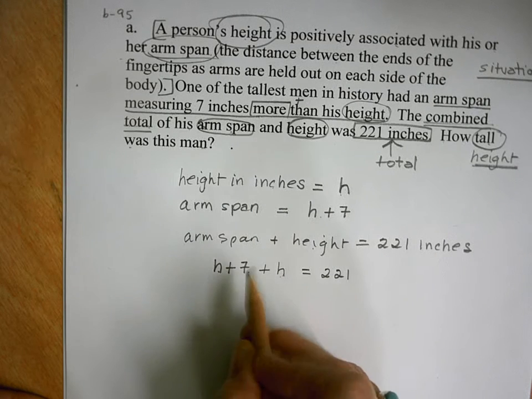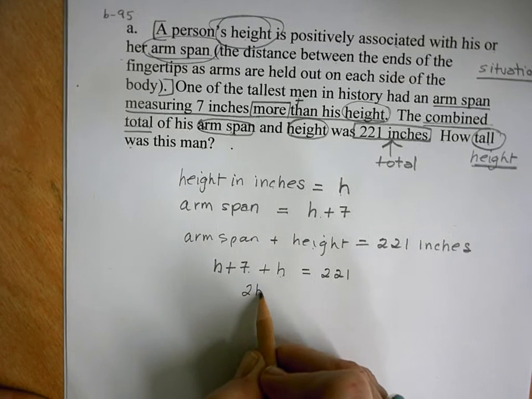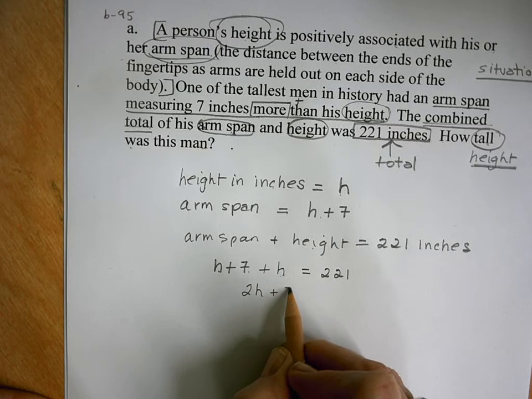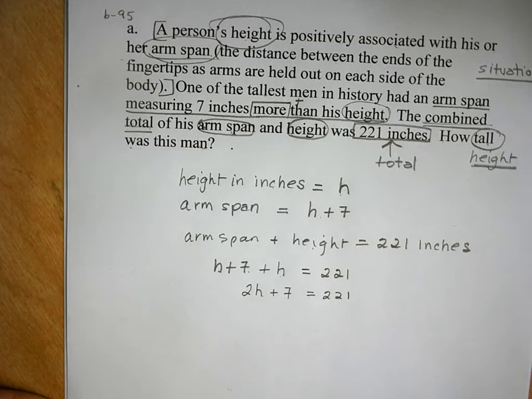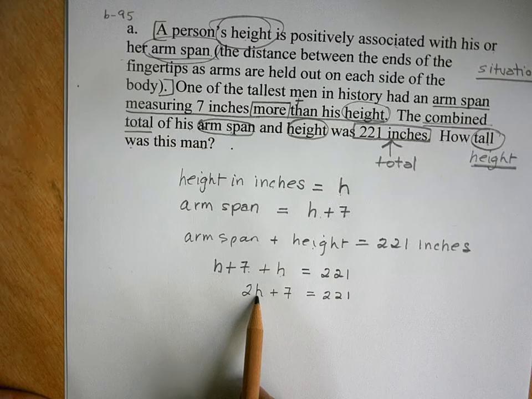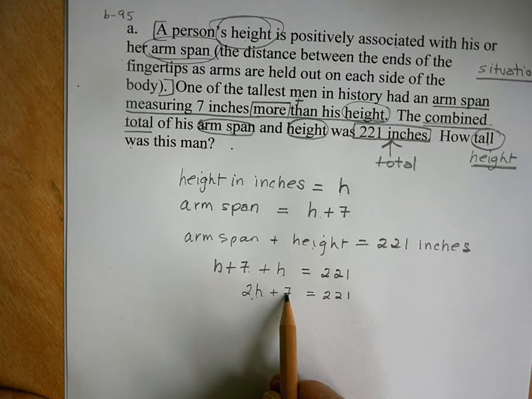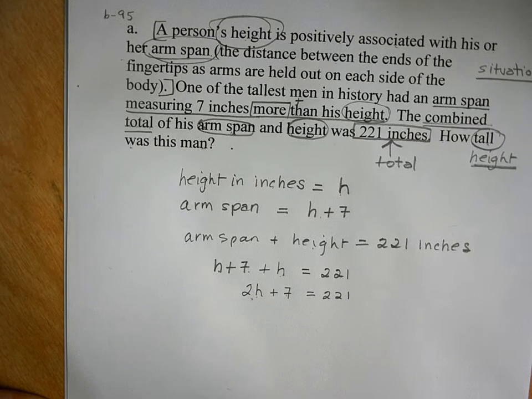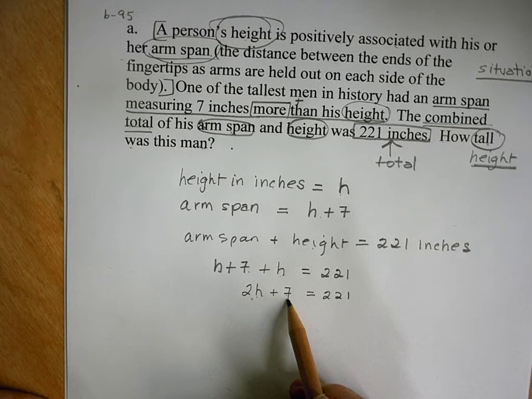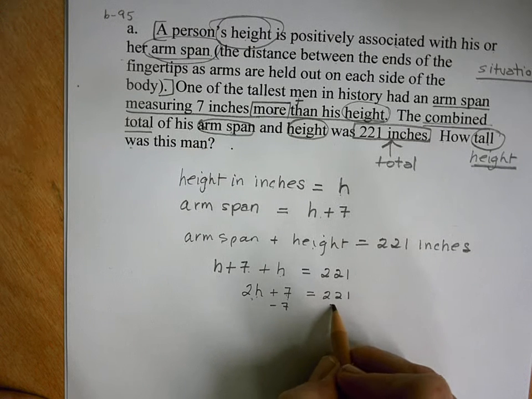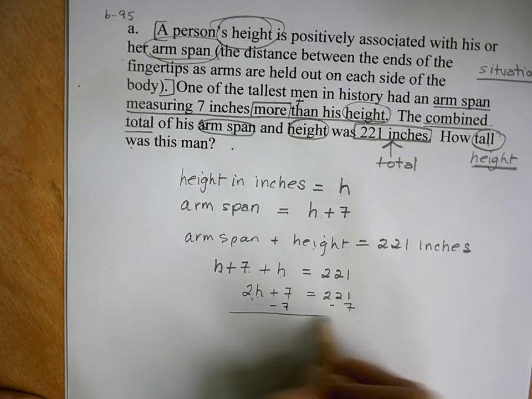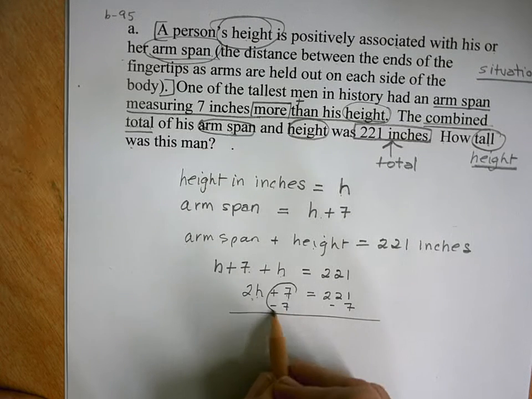So I have 2 h's. I collect my like terms, plus 7. And this is equal to 221. I want to isolate my variable, get my h by itself. So I need to make a zero pair here. I ask myself, what do I add to 7 to make a zero pair? 7 plus negative 7. So I'm going to add negative 7 to both sides. This makes a zero pair.